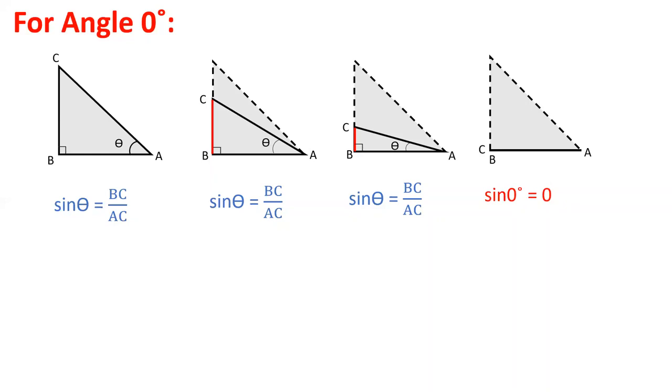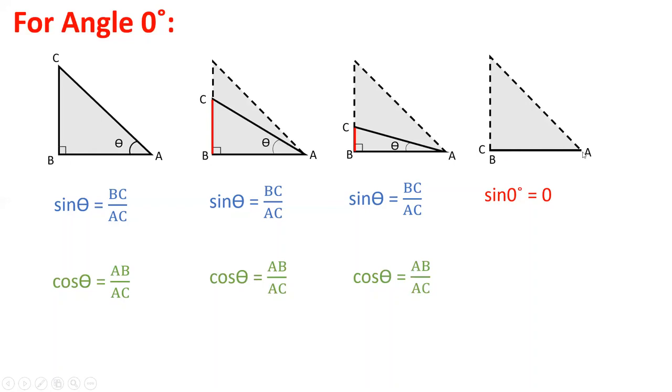Now we'll write down the other ratio, for cos. See here, cos theta is equal to adjacent side by the hypotenuse. This one, adjacent side by hypotenuse. Same goes for the second triangle, same goes for the third triangle. Now for the fourth triangle, you see here, this adjacent side and the hypotenuse are almost overlapping. That means they are the same.